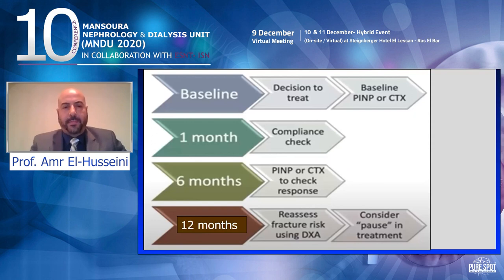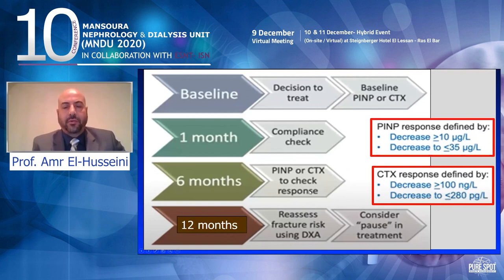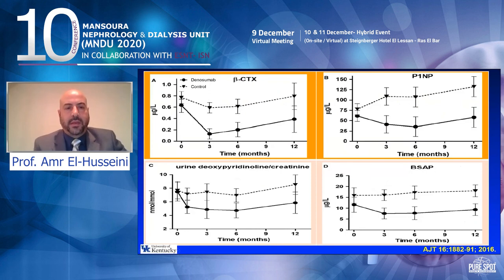So the idea of using the biomarkers is to decide which treatment you need to do, then you check compliance, and according to the response in 6 months, you can intervene by changing the medicine or changing the dose or using a different approach. And in 12 months, you can check the DEXA scan to see if there is a comparable effect. As you see here, this is how we use denosumab to treat low bone mineral density after kidney transplantation. And as you see here, in 6 months and 12 months, you see the change of BMD, but you can see this earlier using different biomarkers, especially bone-specific alkaline phosphatase.